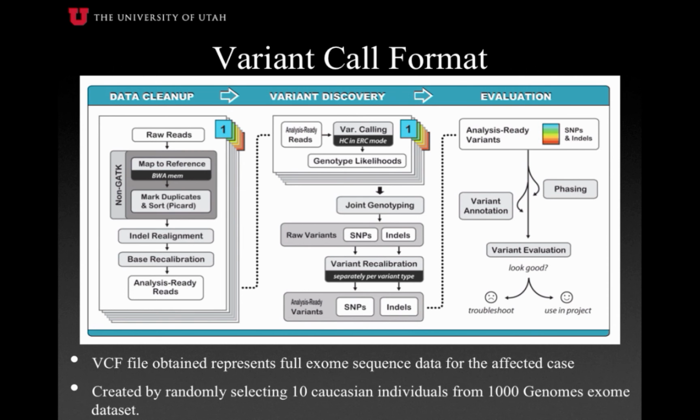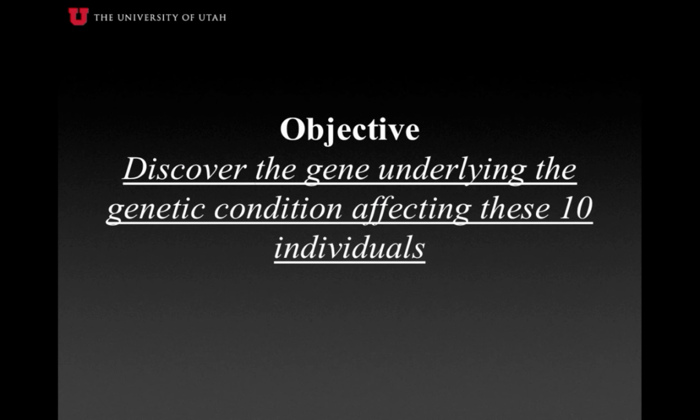The VCF file we got was created by randomly selecting 10 Caucasian individuals from the 1,000 Genomes exomal dataset. It represents the full exomal sequence data for the affected case. In all, our objective is to discover the gene underlying the genetic condition affecting these 10 individuals.